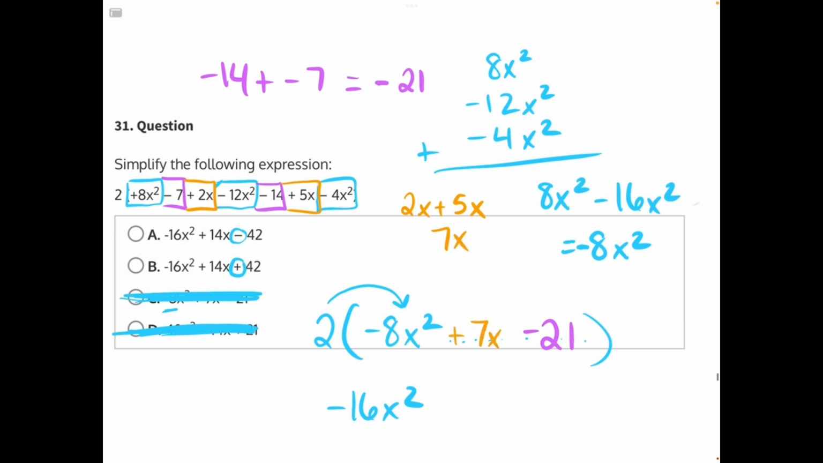And now we can do the distributive property. We already did the first step of distributive property. The second step, 2 times 7, would give us positive 14x, and then 2 times negative 21 would give us negative 42. Again, matching answer choice A.